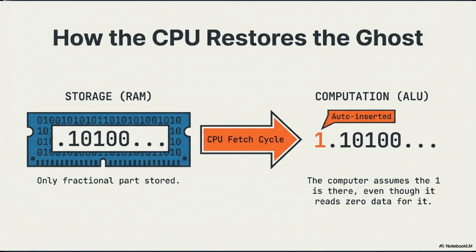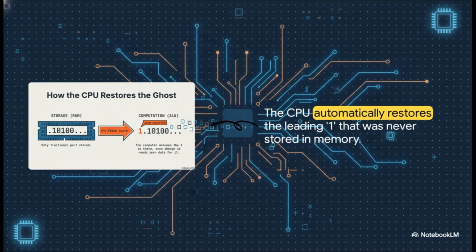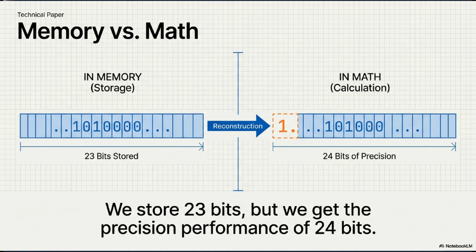So here's how the trick works. Those 23 bits you have for the Mantissa are used to store only the fractional part, all the numbers after the binary point. Then, whenever it's time to actually do some math, the CPU's logic unit just automatically sticks that leading 1 right back on the front, the one that was never actually there to begin with.